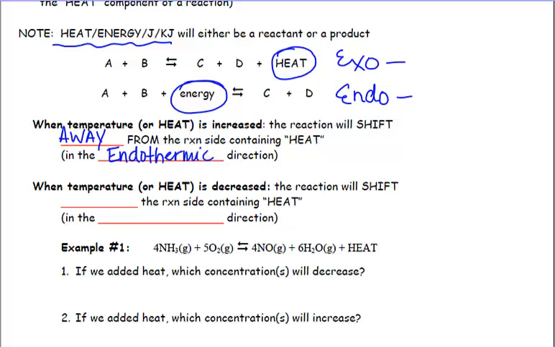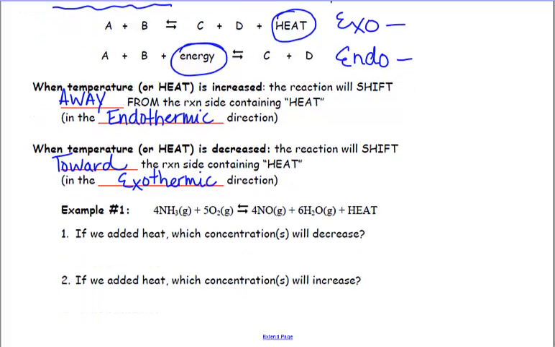Okay, when temperature is decreased, the shift is going to go toward it because systems don't want to be cold, actually. Okay, it favors the heat. So toward the reaction side containing the heat, and that would then be in the exothermic direction. So here's an example, best way to describe how this happens. Okay, we have ammonia reacting with oxygen gas, okay, to produce water, nitrogen oxide, and heat. So this is exothermic. Heat is released.